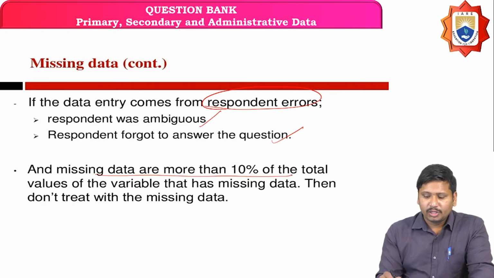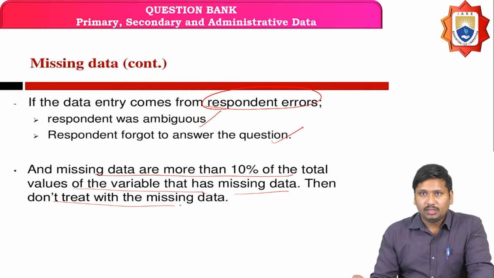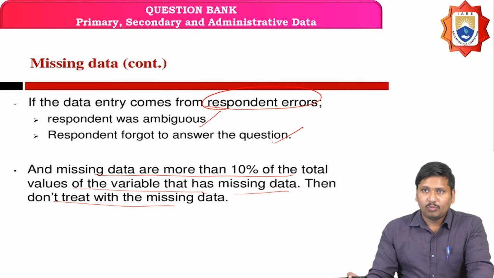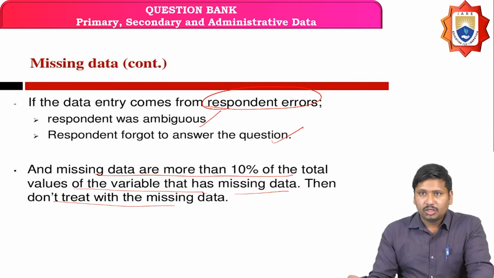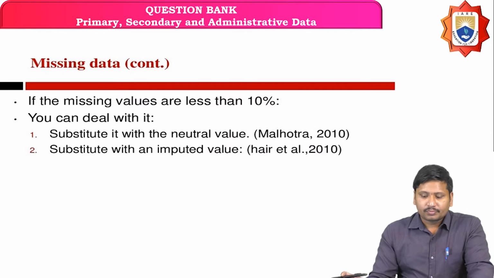In the missing data, if more than 10% of the values of the variable are missing, then don't treat that as ordinary missing data. Whenever the missing data is more than 10% of the total values of the variable, you must compulsorily treat it as missing data.